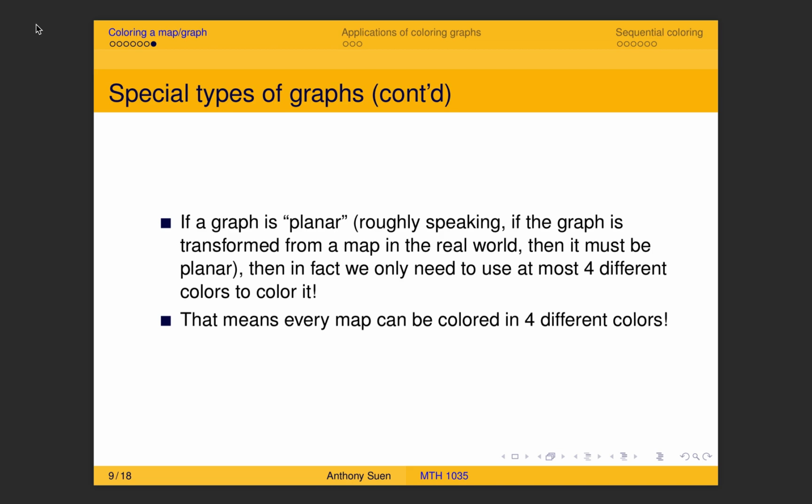So this is the first part of the video about coloring a map. This is the first part, and you can click the other video for the second part.